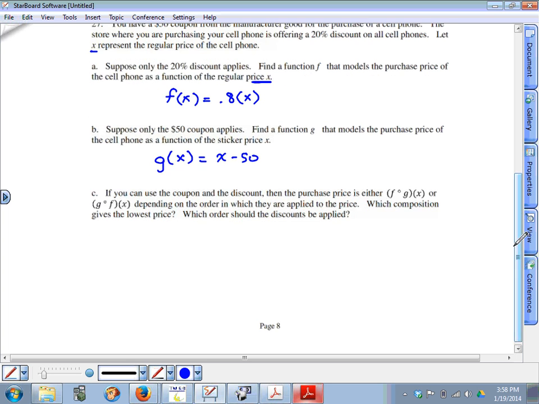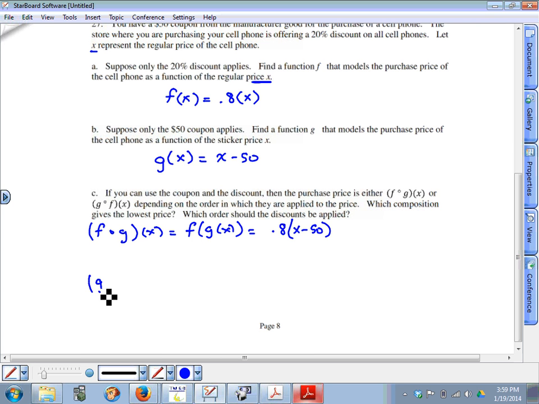Now if we want to use both of them, there's going to be a composition function. We can use the coupons in different orders, and what we're trying to figure out is, does it matter? Is one more advantageous than the other? So f of g of x means first the sticker price is going to be in the g function, so first we're going to take the $50 off, and then we're going to get 80% off of that. So that's going to be 0.8 times x minus 50.